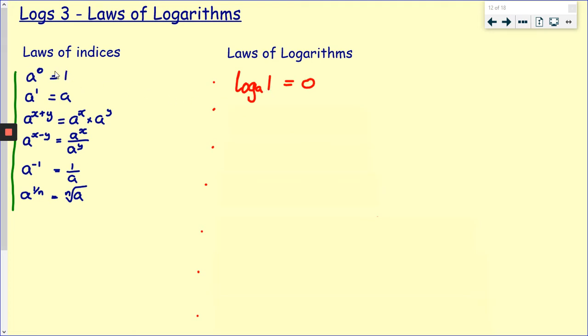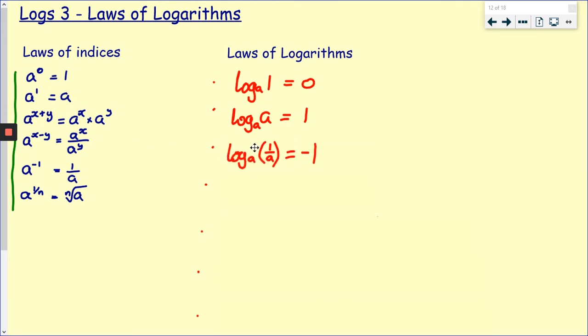And that's exactly what we see over here with this law of indices. And we've seen this one before. Similarly, we've seen this one before. This is the power that you have to raise a to get a. Well, this is equal to 1. And again, we're familiar with that.